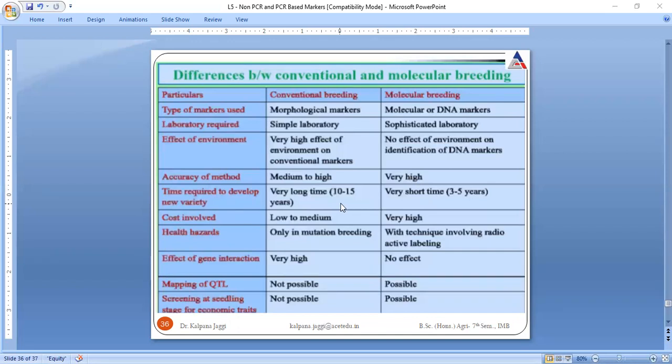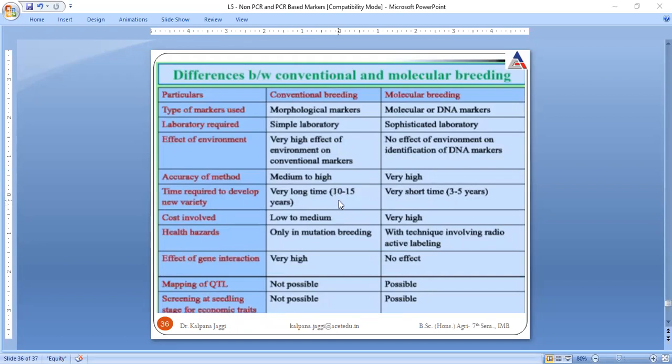Here, see, when you go for conventional breeding, you need to occupy at least 10 to 15 years. And you don't even know whether at the end the results you receive will be accurate or not. And if you remember, a number of trials are to be conducted in between these 10 to 15 years.